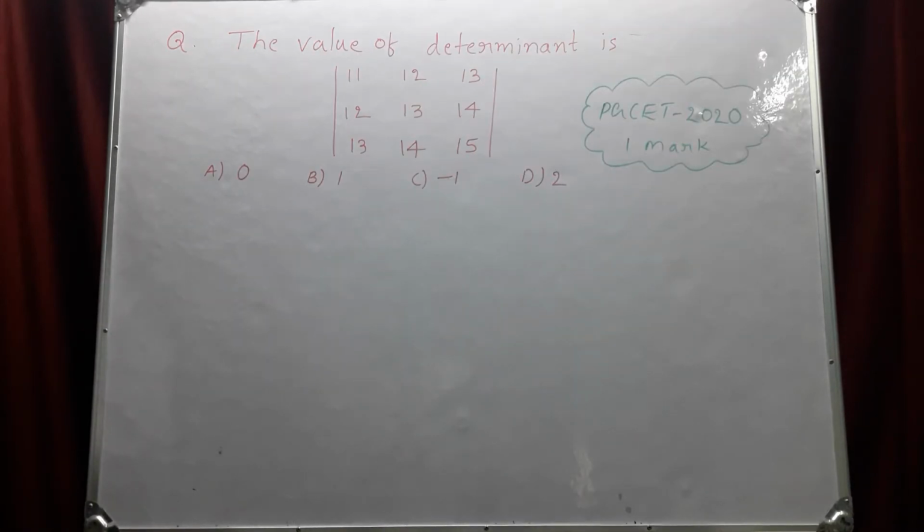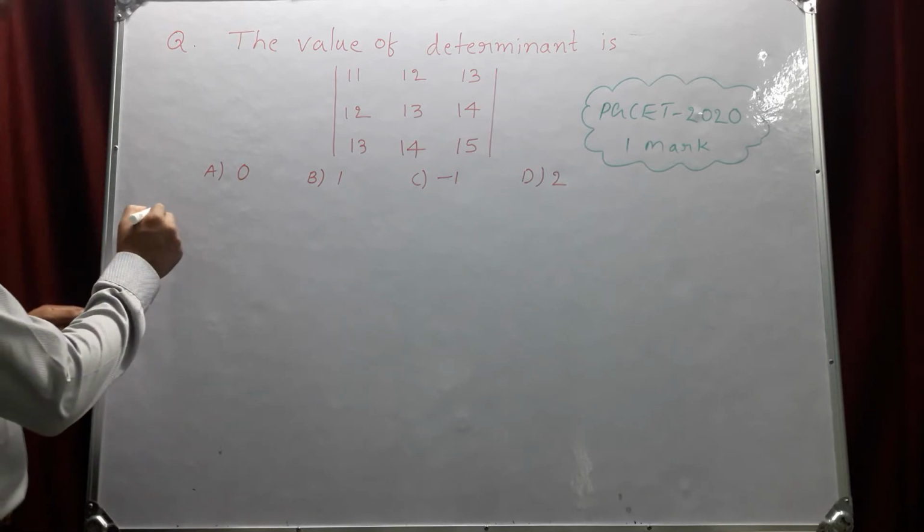Next question, the value of the determinant is, so they have given determinant of 11, 12, 13, 12, 13, 14, 13, 14, 15. So 4 options are given, 0, 1, minus 1, 2. So this question was asked in PGCET 2020 for 1 mark. So let us find the solution.